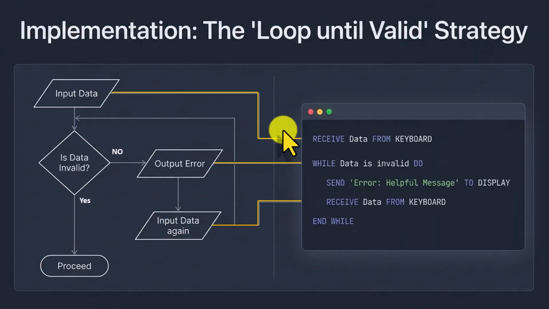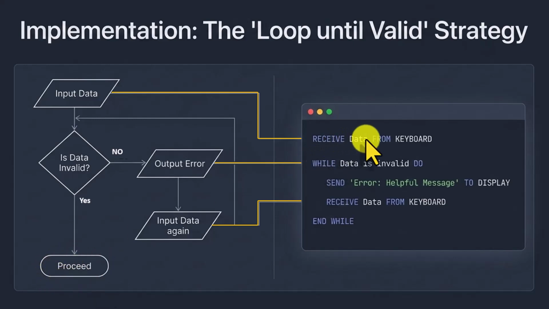Now, how do we implement validation? That is very simple. We just loop until data is valid. Input data, check if data is valid. If it is not valid, output an error message, then input data again. And this loop continues until data is valid. When data is valid, after that you will process.